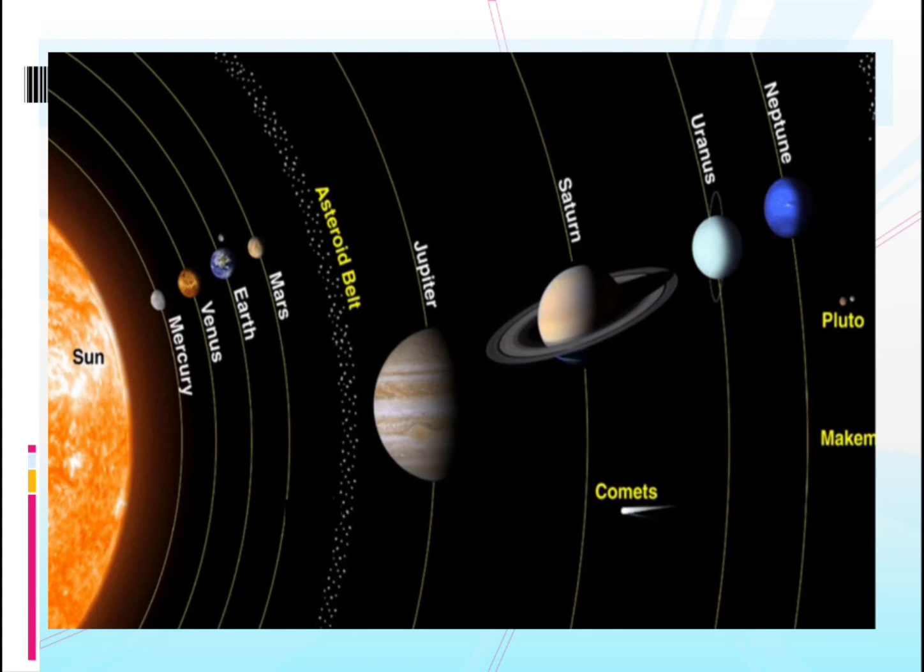Are you observing, children? From Mercury to Uranus, the time period is increasing, isn't it? The rotation around the sun is increasing. Why? Because the distance from the sun is increasing, so the time taken to complete one revolution around the sun is also increasing. And finally you have Neptune.